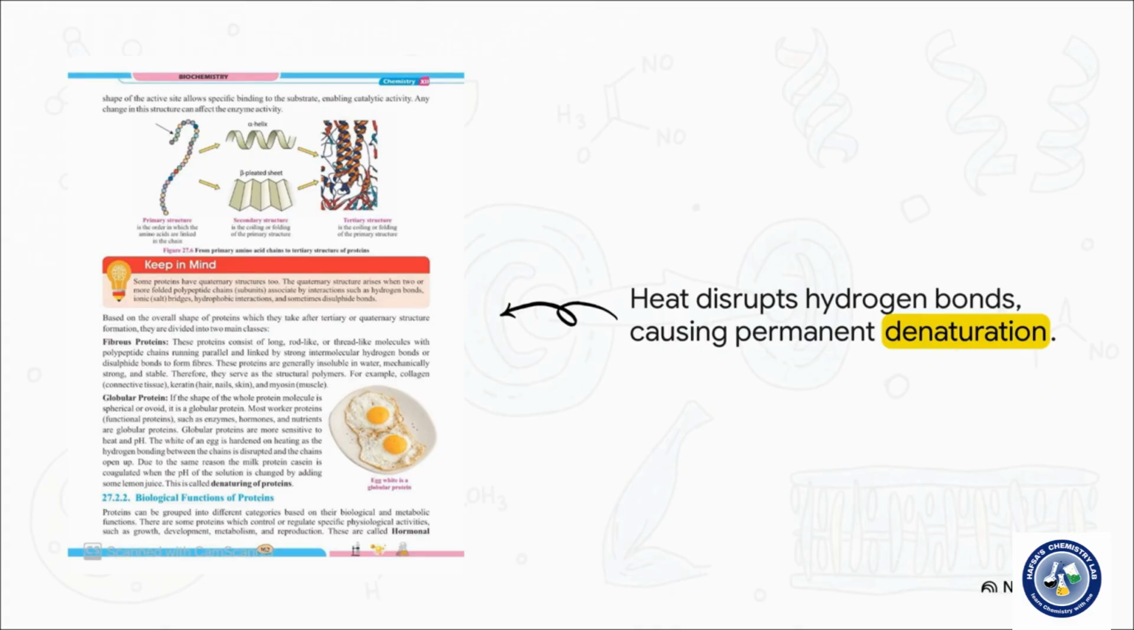If you've ever cooked one, you've actually performed high-level biochemistry. The clear egg white is packed with a globular protein called albumin. When you apply the heat of a frying pan, you are violently disrupting the delicate hydrogen bonding between the polypeptide chains. The chains open up, tangle, and solidify. This permanent loss of 3D shape is called denaturation. You literally scrambled its structural integrity.